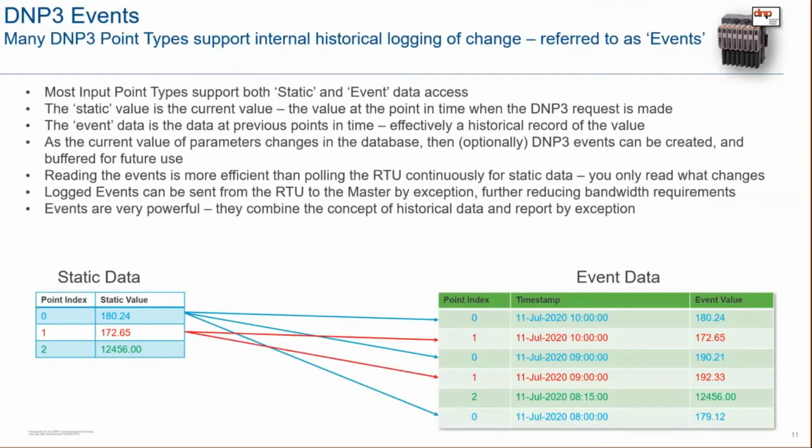Same for point index 1, there was just a couple of changes there. And then we can see that point index 2 changed just once, 8:15. So when a SCADA system comes along, it can request either the event data or it can request the static data. And if it requests the event data, it gets a historical view of what's been happening in that RTU, and it doesn't need to poll all the time to get data, even though it's over several hours.